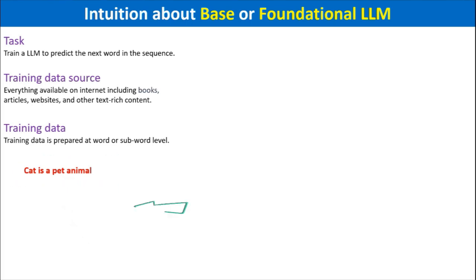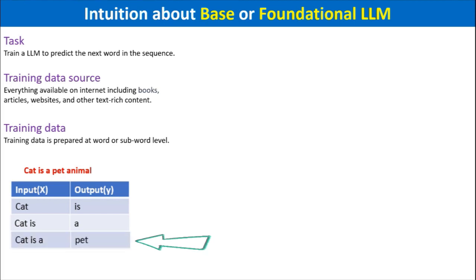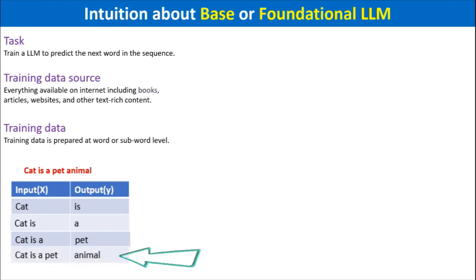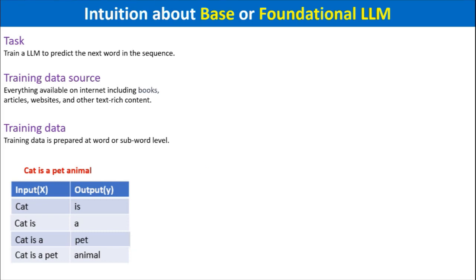When the input word is "cat", the next word in the sequence is "is". When the input is "cat is", the next word in the sequence is "a". Similarly, when the input is "cat is a", the next word in the sequence is "pet". And when the input is "cat is a pet", the next word in the sequence is "animal". You can imagine the entire internet data is converted like this for training a foundational large language model.